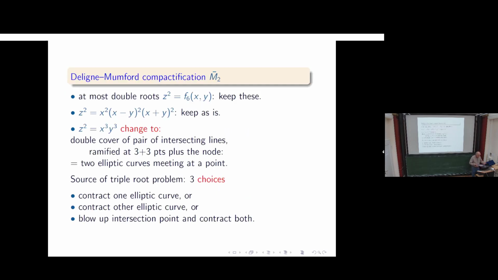Okay, and so then it took the combined efforts of Deligne and Mumford, really two of the greatest algebraic geometers at the time, to fix this problem. They say if there are at most double roots, we keep these. If the curve is reducible, we don't do anything. And now if there are z squared equals x cubed, what do we do here? Let's see.